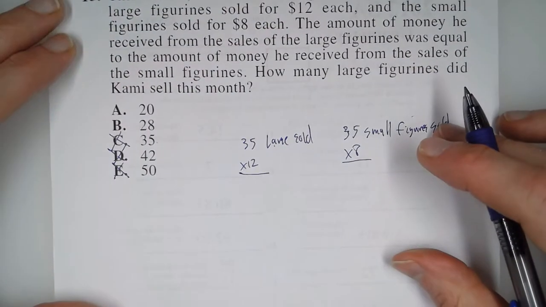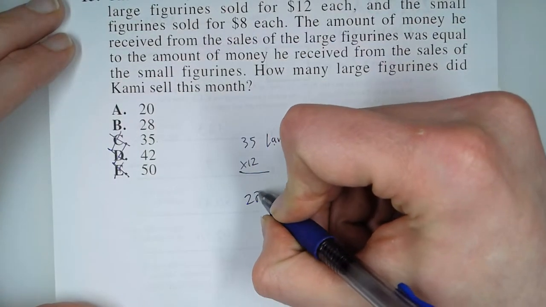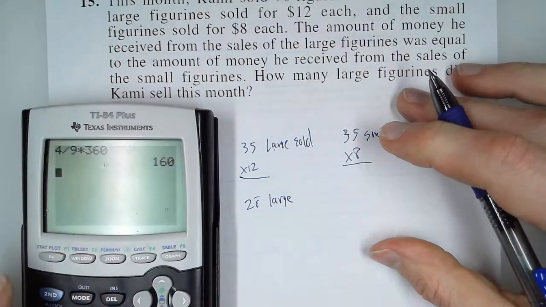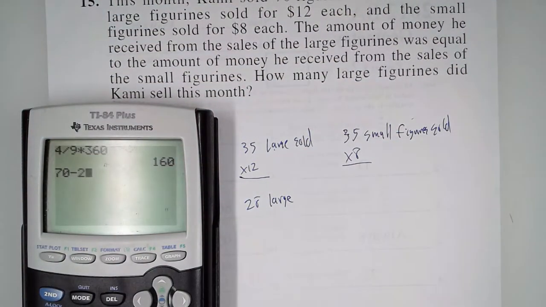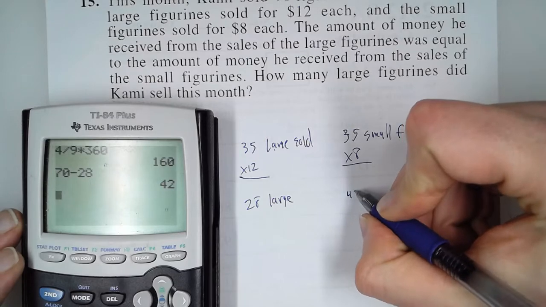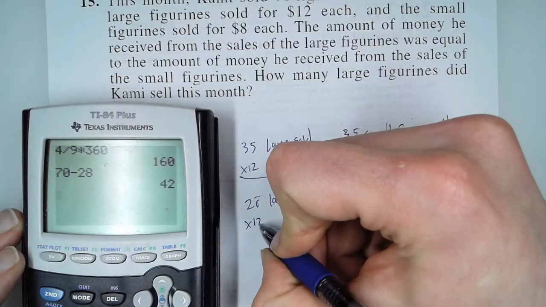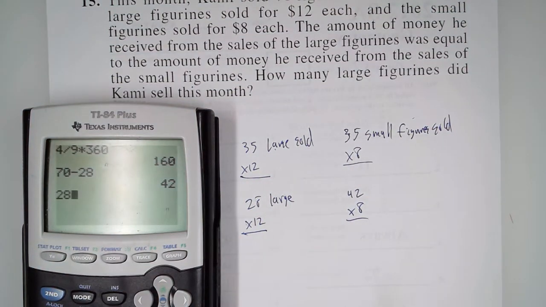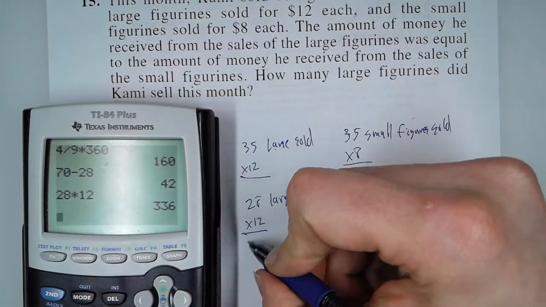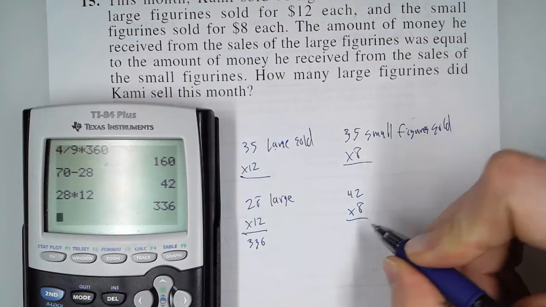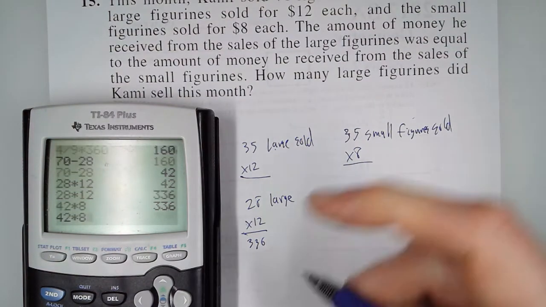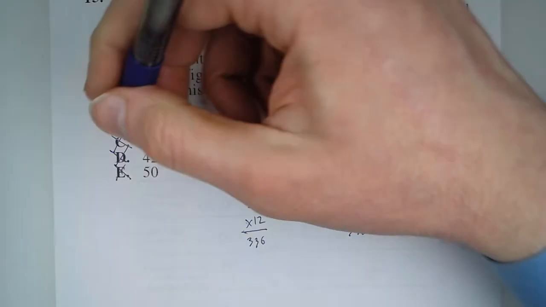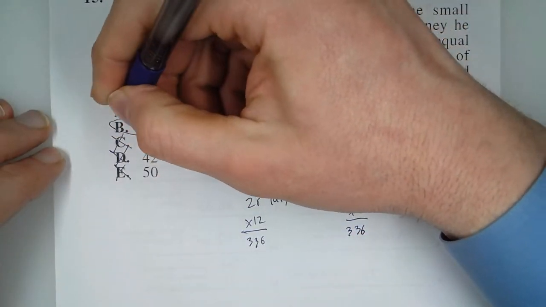So let's try the next one, 28 large. So we'll take 70 minus 28, which is 42. We'll take this times 12 and this times 8. So 28 times 12 is 336. 42 times 8 is 336. So there is our answer. He sold 28 large and 42 small.